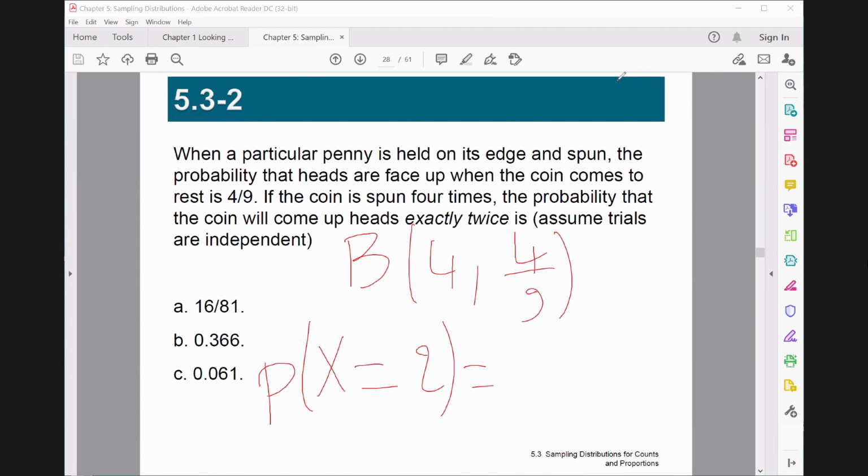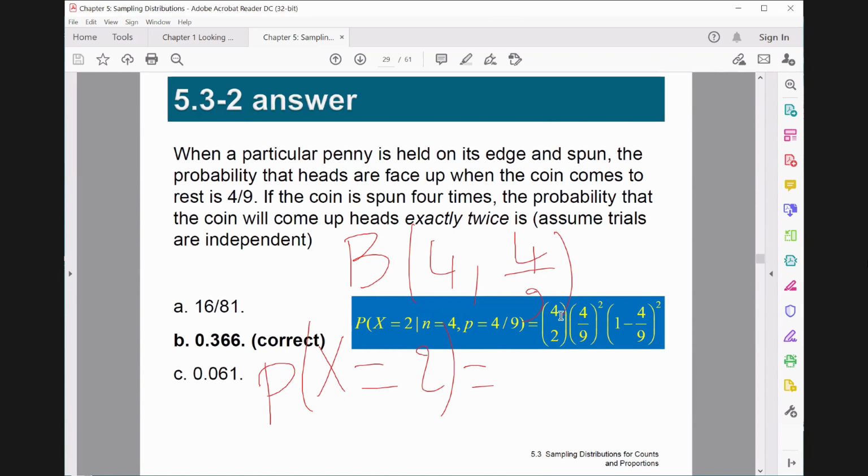The probability of x equals 2 equals what? Through n we can evaluate it. I can write it here, no need to redo it. It's a formula. The probability of x equals 2, or any natural number between 0 and 4, here is equal to 4 combination 2 times p to the power 2, that is (4/9) squared, times (1 minus p) squared. Then p equals 4/9, n equals 4 and x equals 2.